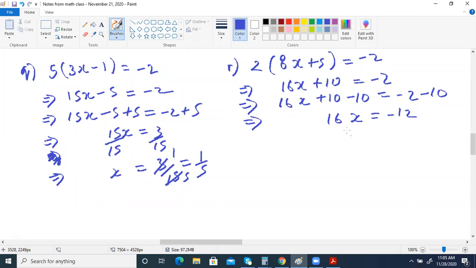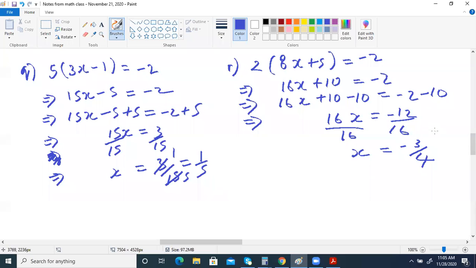And then you divide both sides by 16, right? So x equals minus 3 over 4. Minus 3 over 4. Yeah. All right. Good stuff.